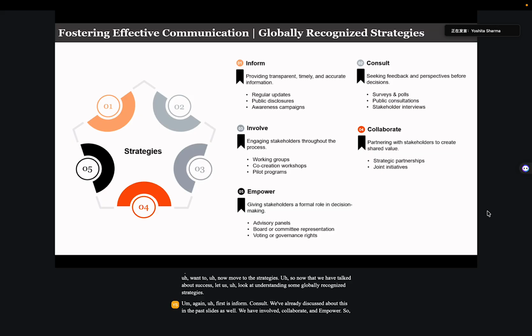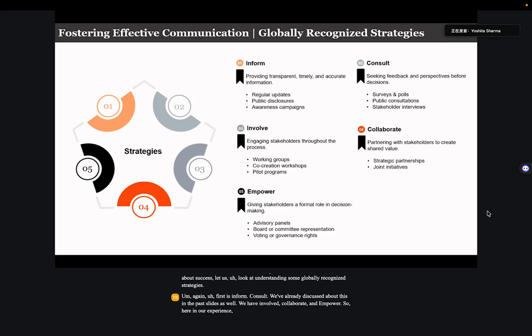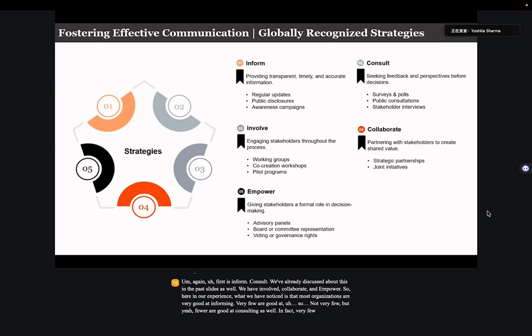In our experience, what we have noticed is that most organizations are very good at informing. Fewer are good at consulting as well. But very few reach the stage of collaboration and empowerment, usually due to fear of losing control. So while we have touched upon informing and consulting, I would like to focus more on collaboration and empowerment.